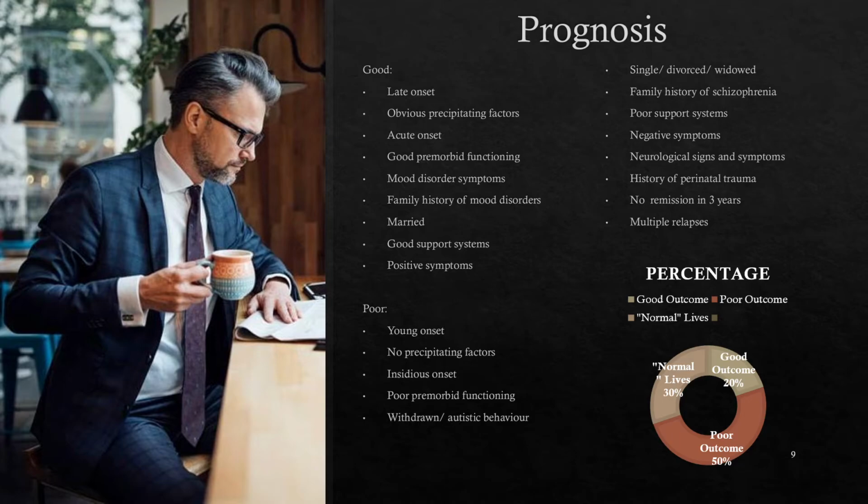Poor prognostic factors would include young onset, no precipitating factors, insidious onset, poor premorbid functioning, withdrawn or autistic behavior, single, divorced, or widowed status, a family history of schizophrenia, poor support systems, negative symptoms, neurological signs and symptoms, history of perinatal trauma, no remission in 3 years despite treatment, or multiple relapses.